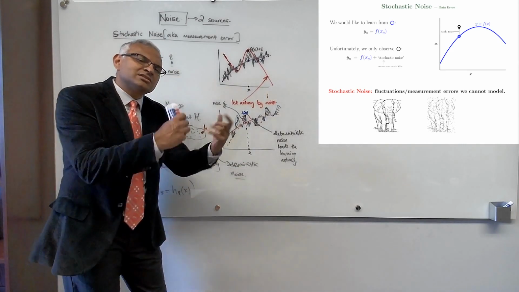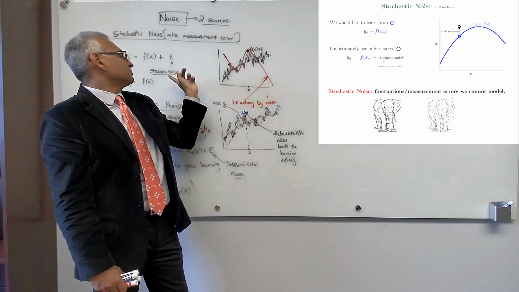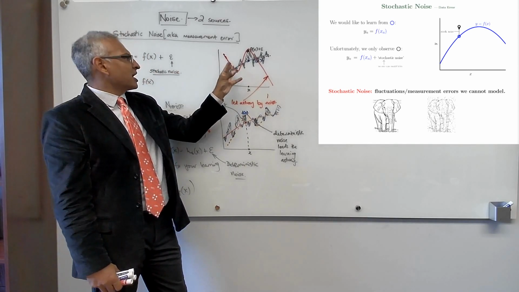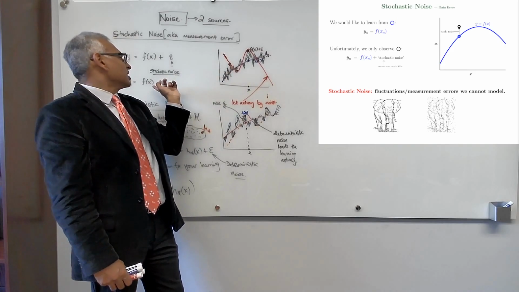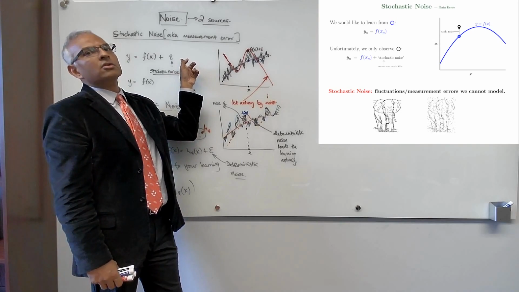There's another very subtle difference between deterministic noise and stochastic noise. Stochastic noise leads to a deficiency in the hypothesis set in being able to model y, no matter what your hypothesis set, because nobody can model the noise, random noise.